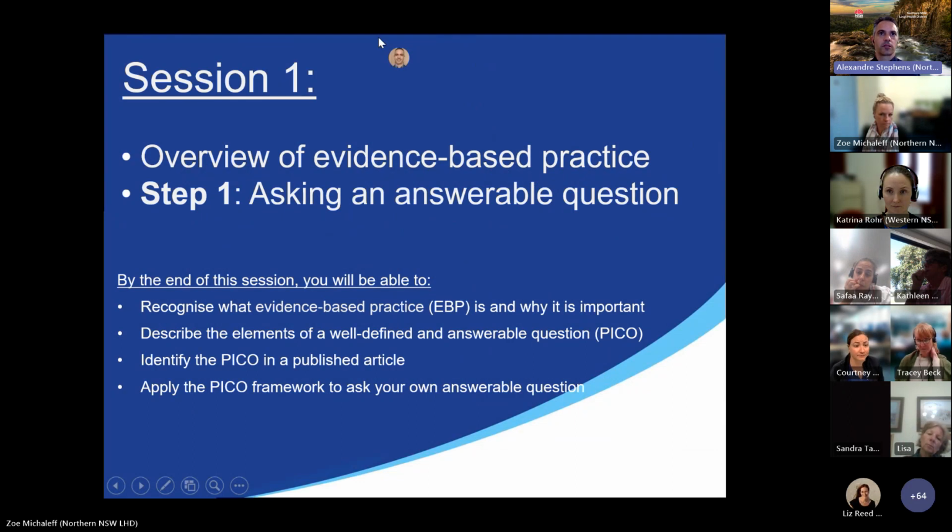All right, so in today's session, Dr. Zoe will introduce you to evidence-based practice and cover a number of components or principles or parts. One of these is recognise what evidence-based practice is and why it's important. Describe the elements of a well-defined and answerable research question using a particular framework called PICCO, which stands for Population, Intervention, Comparator and Outcome. Identify the PICCO in a published article and apply the PICCO framework to ask your own answerable question. So without further ado, I'm going to hand over to Dr. Zoe, who will guide us through the rest of today's session. Thank you, Zoe.